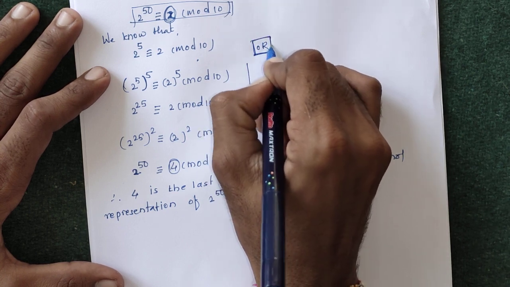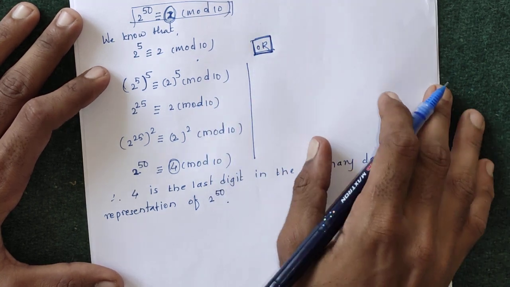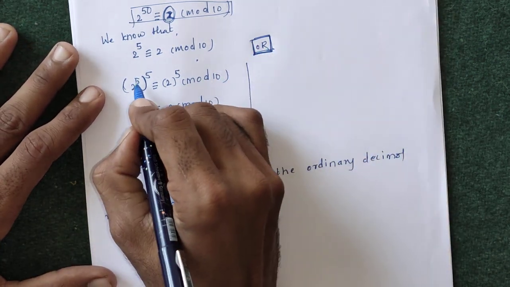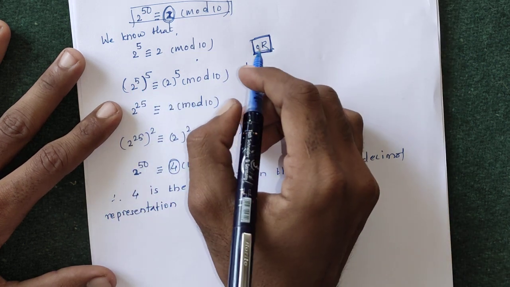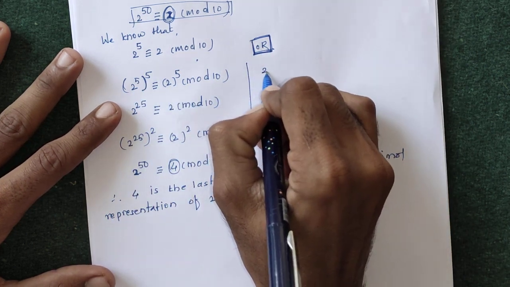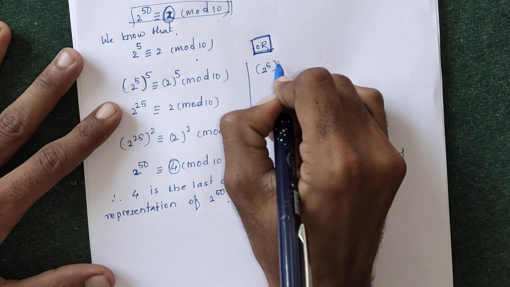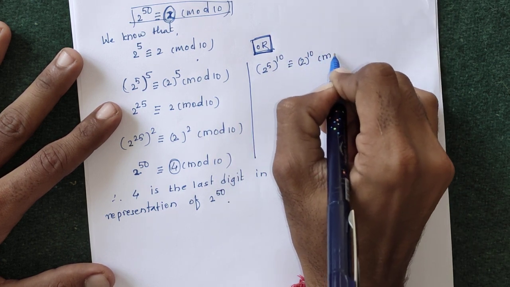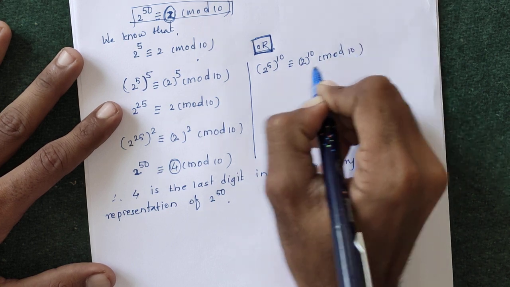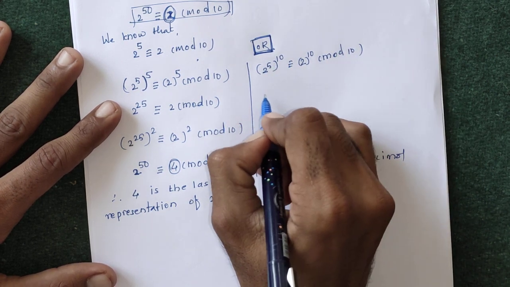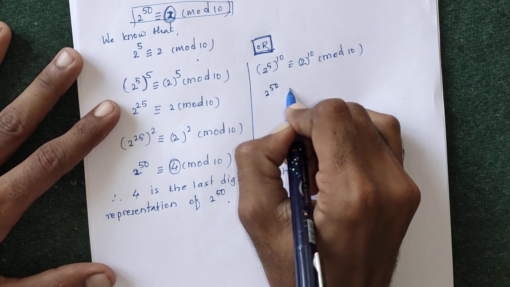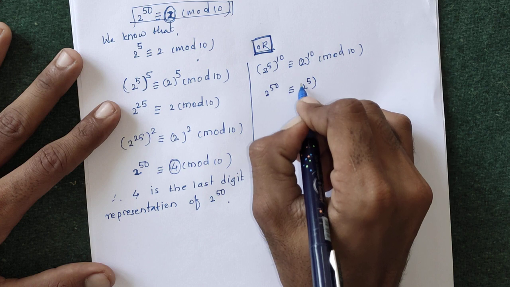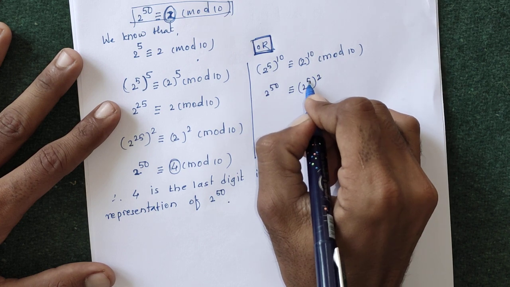You can get the most convenient solution from here. So if we increase the power of 2 raised to 5 directly by 10, we get 2 raised to 5 to the power 10 is congruent to 2 raised to 10 modulo 10, and increasing power by 10 we get 2 raised to 50 is congruent to. So simplifying this again, 2 raised to 10 is 2 raised to 5 square, that is 5 into 2 is 10.